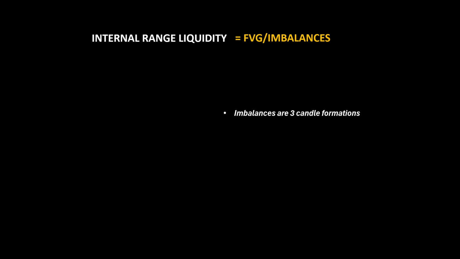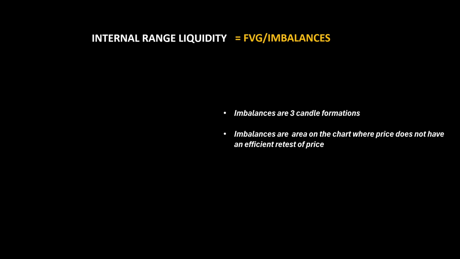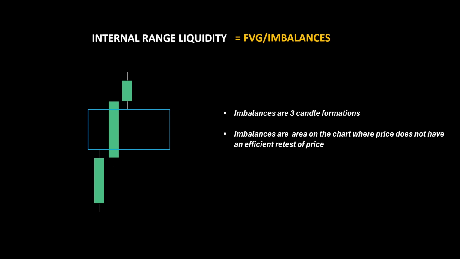So basically imbalances are a three candle formation. Imbalances are areas on the chart where price does not have an efficient retest of price. For example, you can see on the left-hand side we have these three candlesticks, one, two, three. You can see in this area the market did not retest. We created this imbalance here. So this is a bullish fair value gap, bullish imbalance we say. This blue box is our imbalance because price did not retest this area. We call it a bullish fair value gap because this is the bullish example.